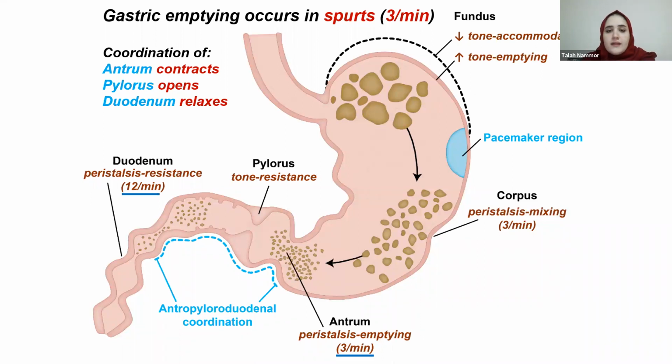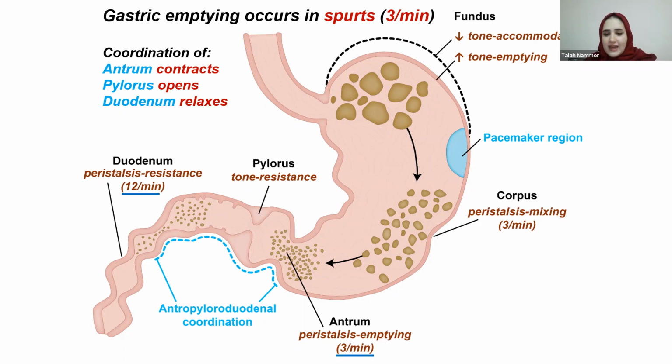Yeah. And this coordination or emptying happens about 3 times per minute. Remember how we said we have 3 peristaltic waves per minute? If you think of it, it's the same thing. We have 3 contractions per minute that will cause 3 gastric emptyings. Did you get me? I think I confused you guys.